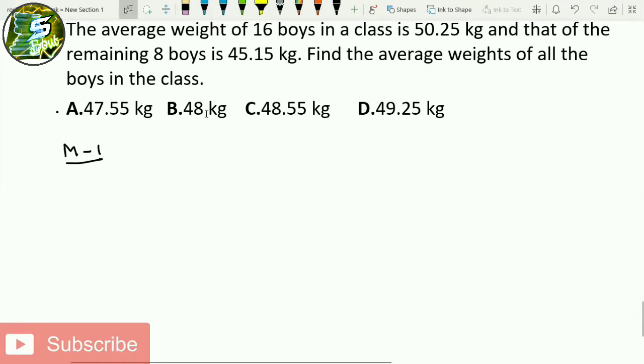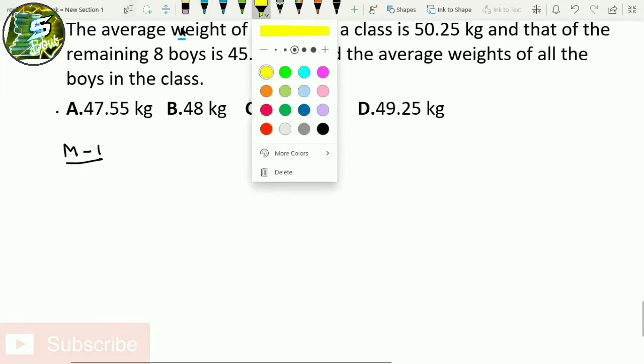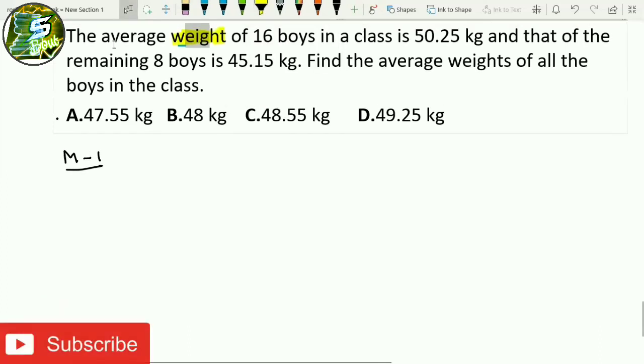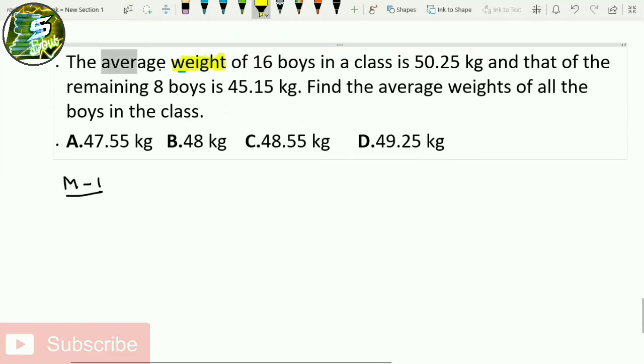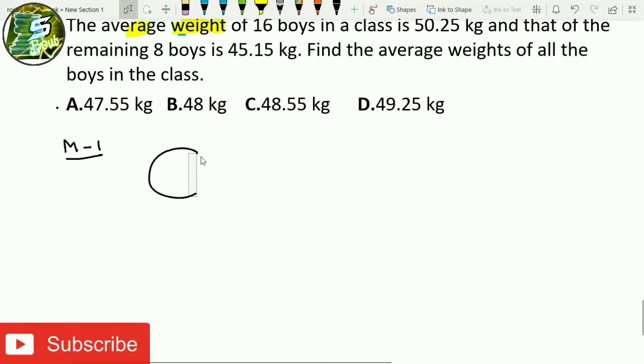They said average weight. They have not said only weight. This is average weight, and the average of anything will be of the form A by B. So again you are finding the average weight of the whole class. There is one class, or say two parts of the same class.